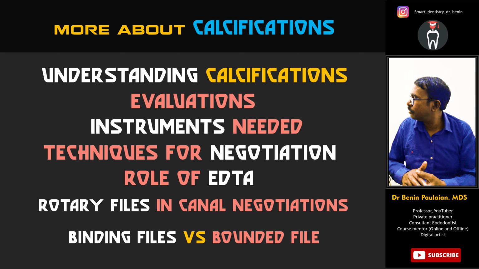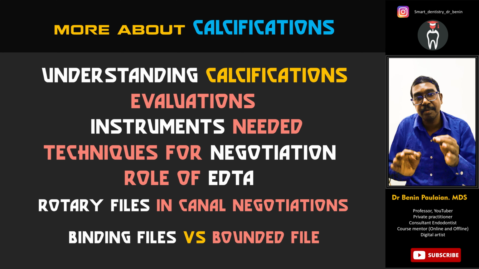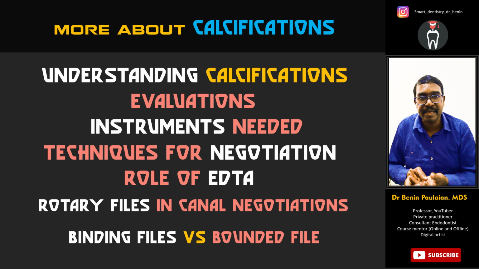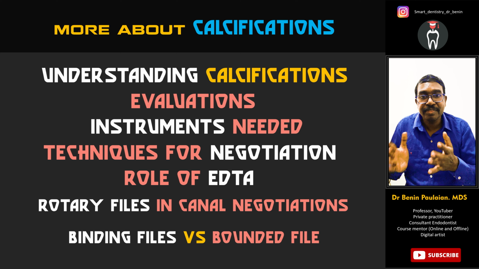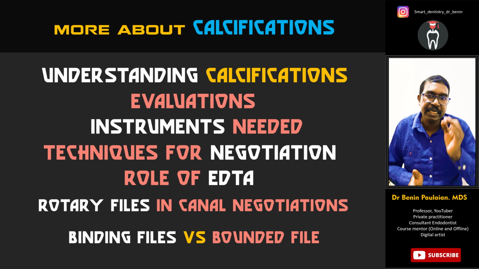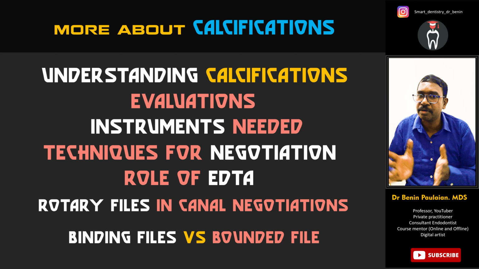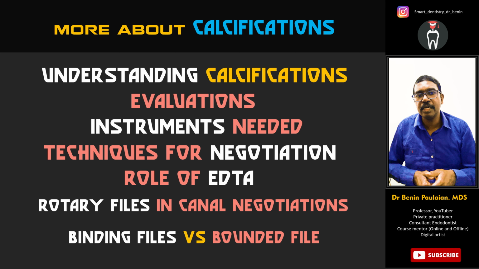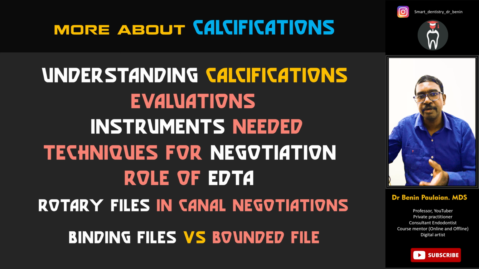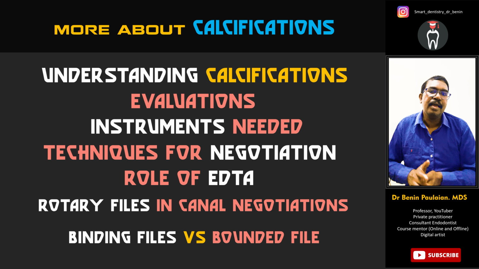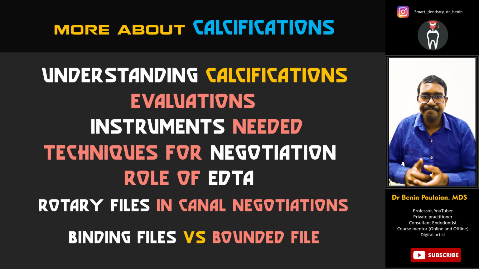What types of files can be used? And there is something called the bounded file and the binding file. If you are doing a canal negotiation and the file gets binded, we can proceed with the negotiation, but if the canal gets bounded by the coronal portions, we cannot. We can see all of those. Put it in the comments, and if you want me to make a video on all these topics, I will do that, maybe based on your request.